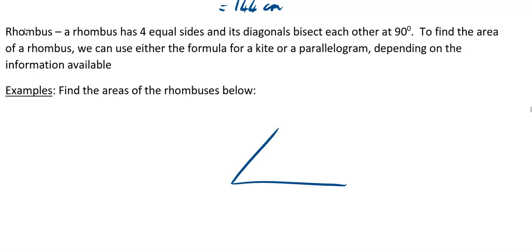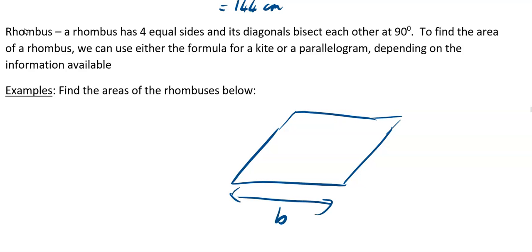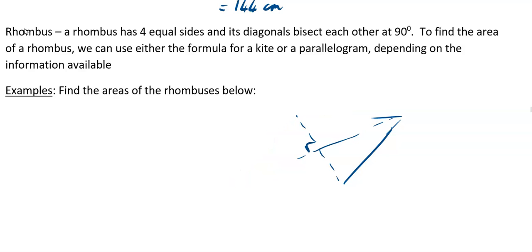You've got a rhombus. Clearly, a rhombus is the same as a parallelogram, so it's got a base and a perpendicular height. But also, because its diagonals bisect each other at 90 degrees, it is also a special kind of kite. So you can use whatever one works for you.